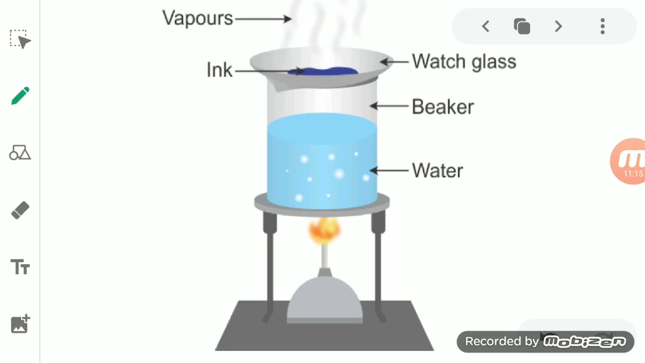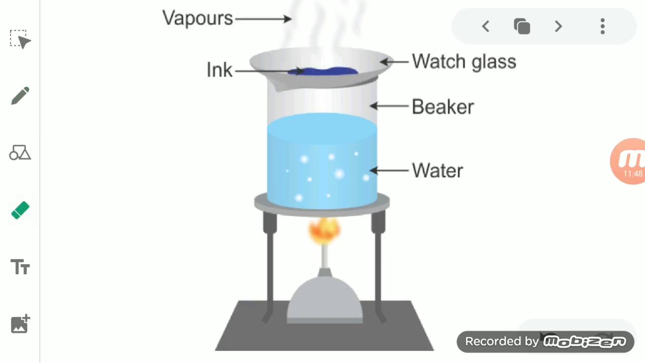So you see here that this blue ink consists of a blue dye and water. So what is blue dye? It is a color component. This blue colored component, the dye, is present in the ink, and the water is present in it as well. You see here, the ink consists of a blue dye as well as water.